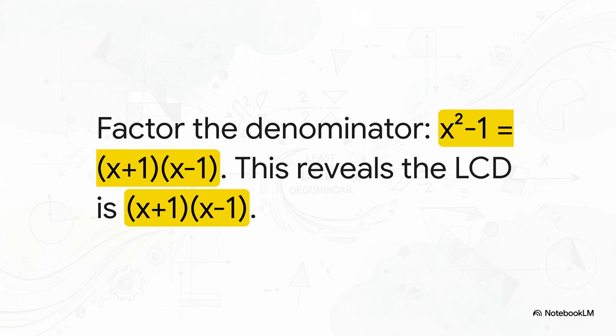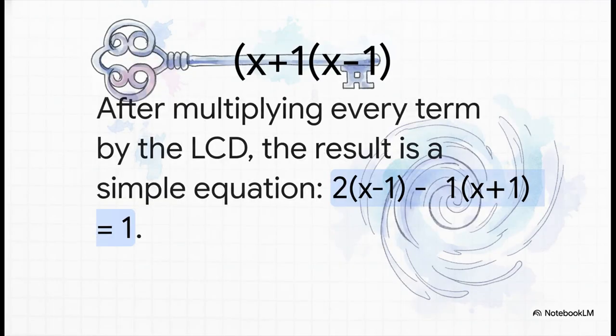And would you look at that? Those are our other two denominators. So our LCD is just x plus 1 times x minus 1. So we take that whole big LCD and we multiply it by every piece of the equation.